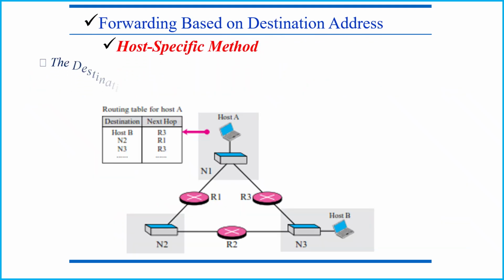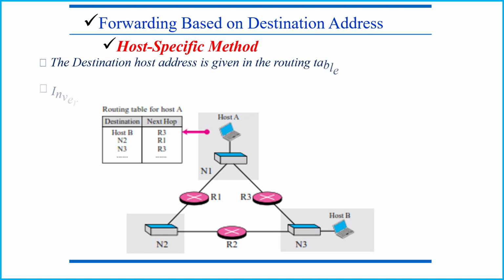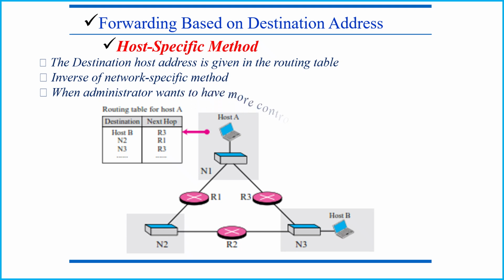The next method is the host specific method. Here the destination host address is given in the routing table. It works in the inverse of the network specific method. That means when an administrator wants to have more control, they can move on to the host specific method. So in this routing table we can see that instead of the network address we will have the host address, and we will have the next hop address.